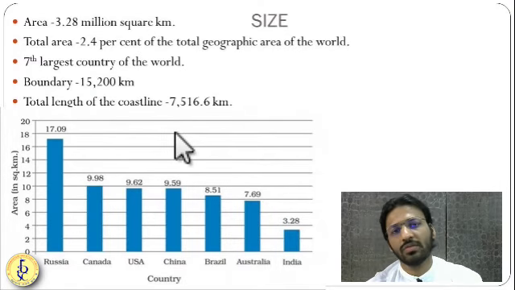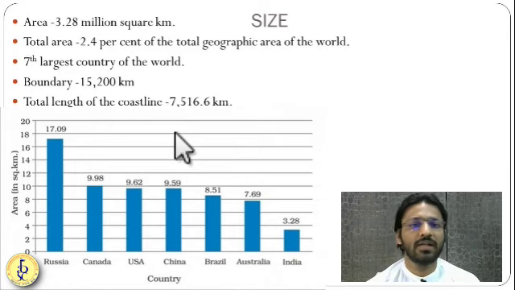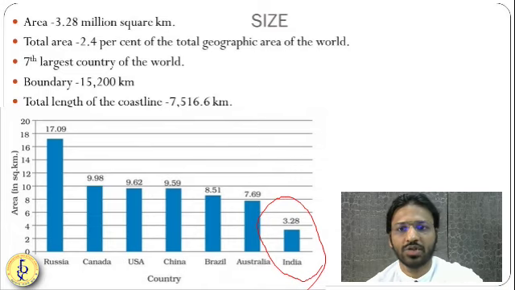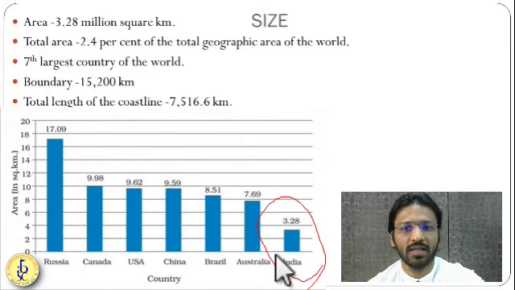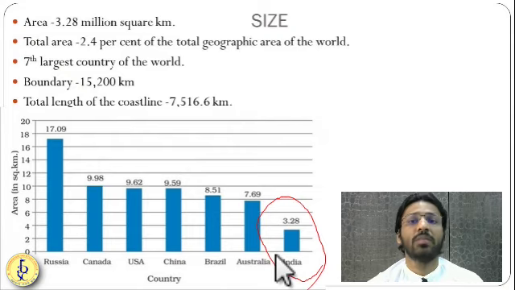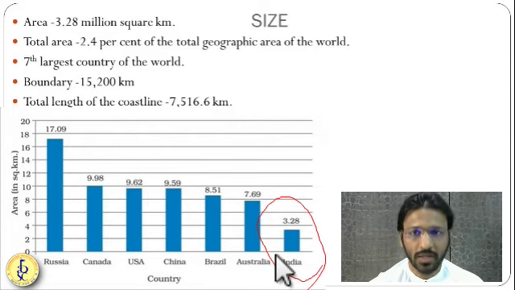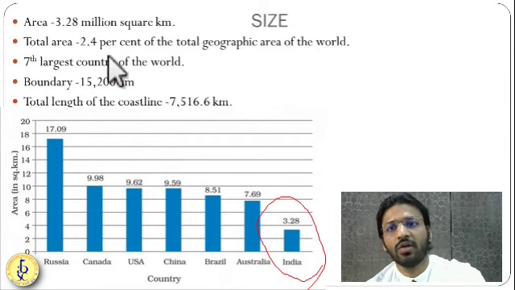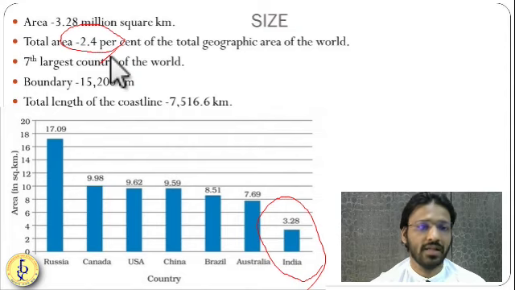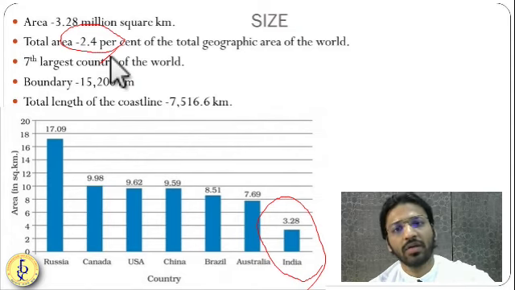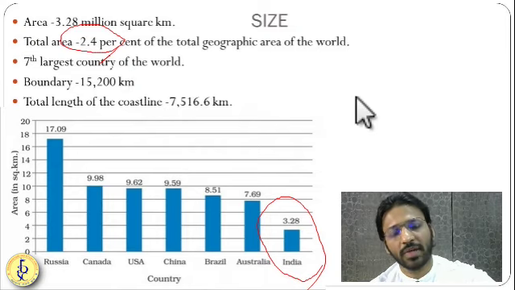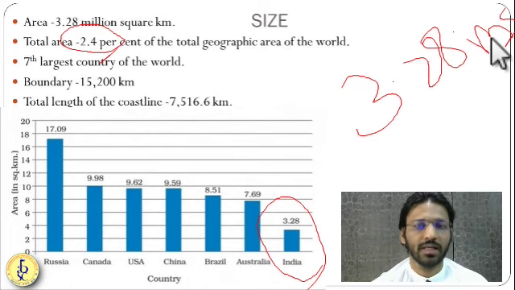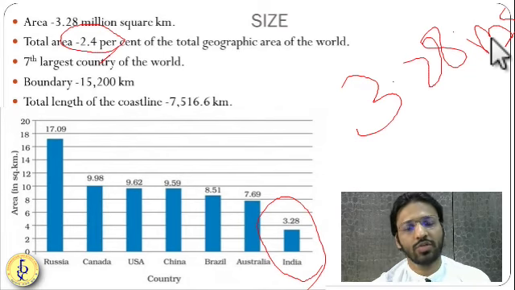Now in terms of the geographical size of the country, the territorial extent, we are the 7th largest country. First is Russia, then Canada, USA, China, Brazil, Australia, and then we are the 7th largest. But we have the second largest population in the world. Our area is 2.4% of the total geographical area of the world, which is 3.28 million square kilometers.